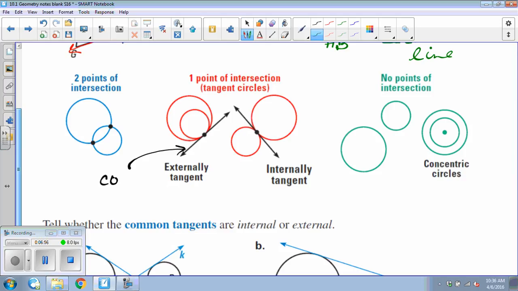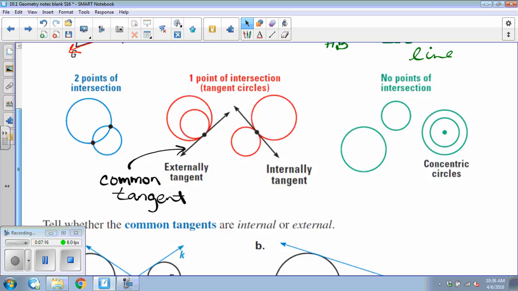So this line right here is called a common tangent, if you want to. That line is called a common tangent, okay? Because it's one line that's tangent to both circles at the same time. Okay?